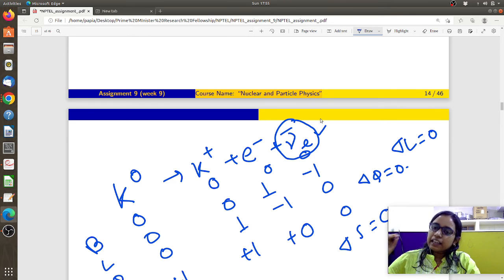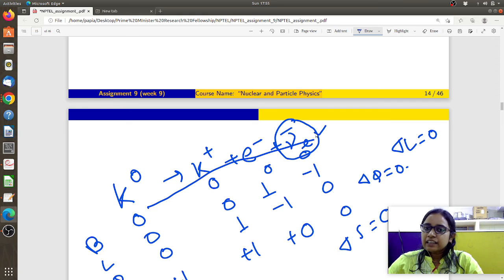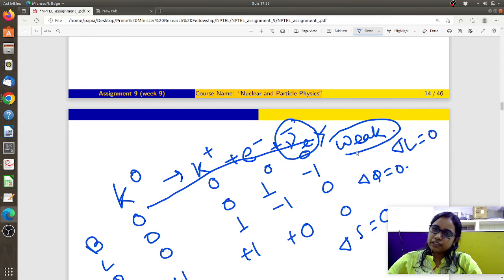So if in any nuclear reaction a neutrino is present anywhere, meaning on the left hand side as well as the right hand side, we can say that this nuclear reaction should be a weak nuclear reaction. As I already see here, on the right hand side the neutrino is present, so we can obviously say it is a weak interaction.